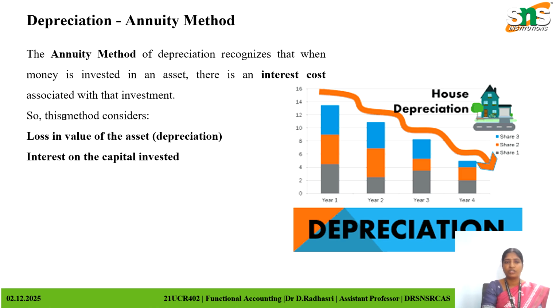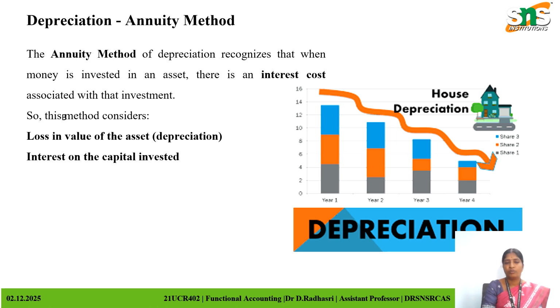The Annuity method of depreciation recognizes that money is invested in an asset, and there is an interest cost allocated with that investment. Let me explain the annuity method. What does the annuity method do in depreciation? The annuity table is fixed for the calculation of the depreciation.